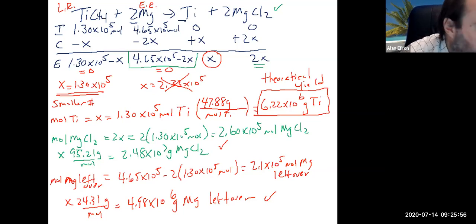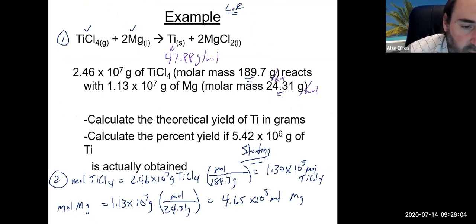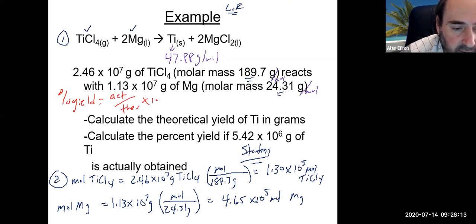Now, we obviously still have one more piece of information to calculate for the actual problem. So we now have our theoretical yield. And remember that what we're looking for is also the percent yield, which is our actual divided by our theoretical times 100%. So the actual comes from the problem. So this is our actual yield here. And the theoretical obviously is what we just calculated.